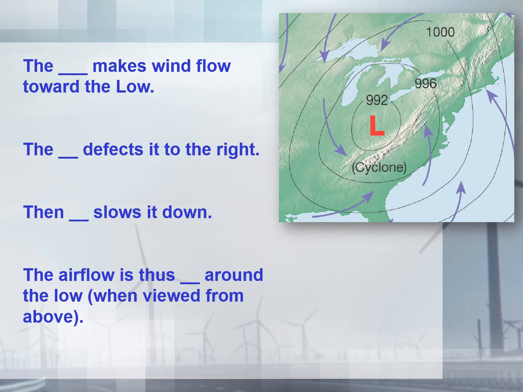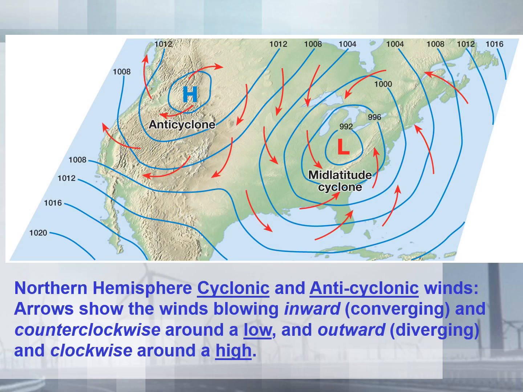What's going to slow it down? At the surface, friction. The airflow is thus counterclockwise. So the purple arrows are moving counterclockwise around the low when viewed from above.